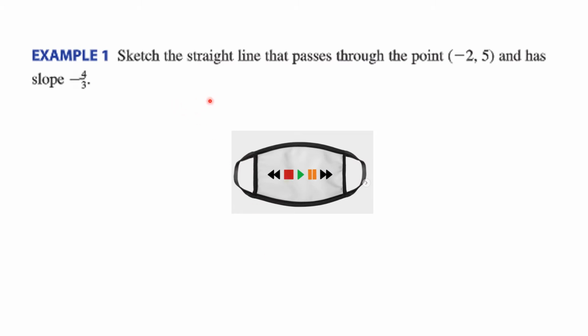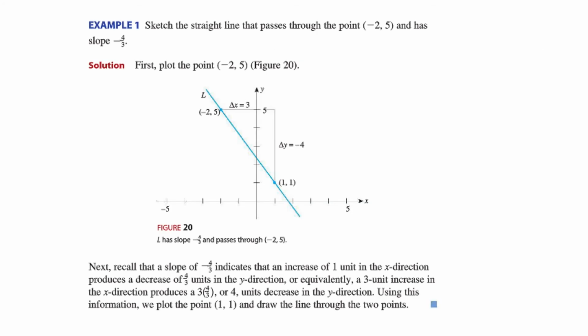So here's example 1. I'm asking you to sketch the straight line that passes through the point (-2, 5) and has a slope of -4/3. You know what to do. Let's see how you did.